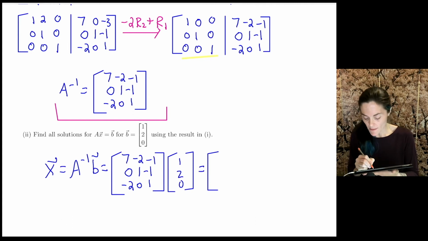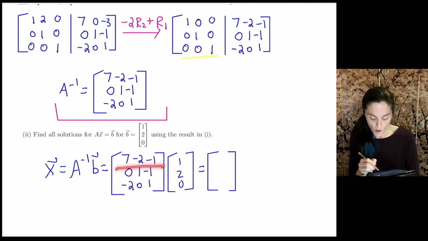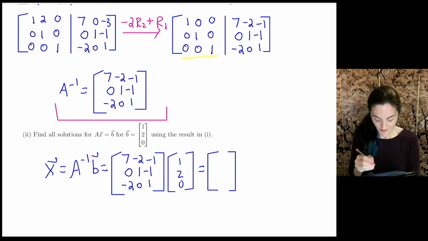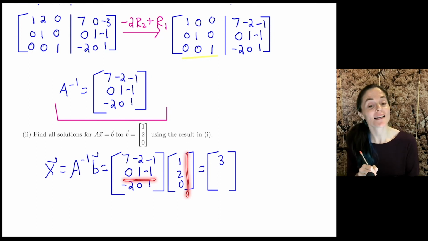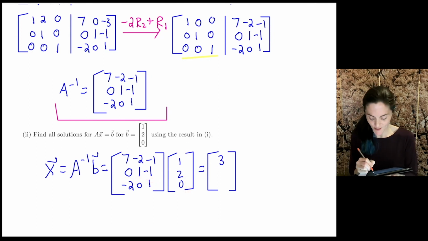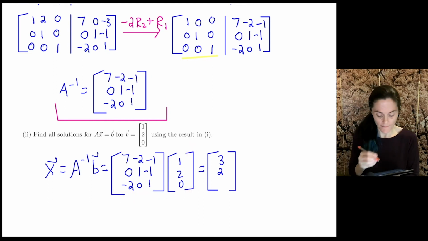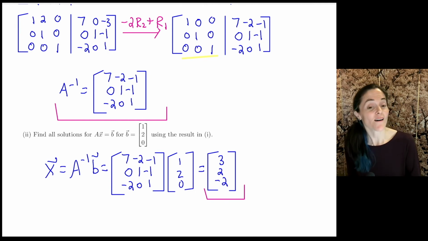When I multiply this matrix times this vector, let's see, if we do row dot column, I get 7 minus 4, which is 3. The next one, I get 0 plus 2 plus 0, which is 2. And the final entry, I have minus 2 plus 0 plus 0, which is minus 2. So this is my final answer here. This is all solutions. In fact, it's just one. We have a unique solution. And this is the vector here.